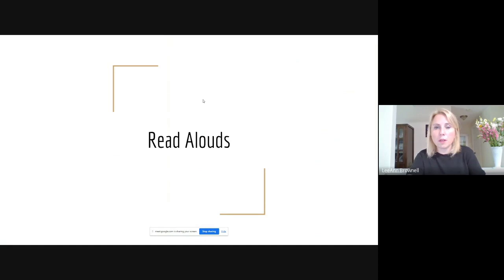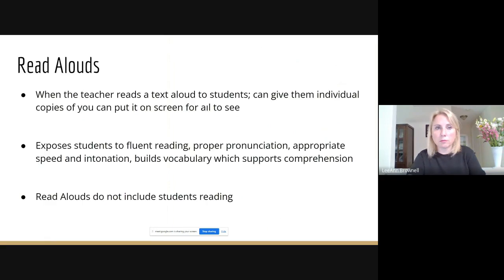All right. We're going to focus on read alouds now. A read aloud is when the teacher reads a text aloud to the students. There are different ways to do this. You can give them individual copies, or you can put it on a screen for all to see. Sometimes individual copies of books are a little bit difficult, so putting it on the screen for all to see is a great way to really support all students.